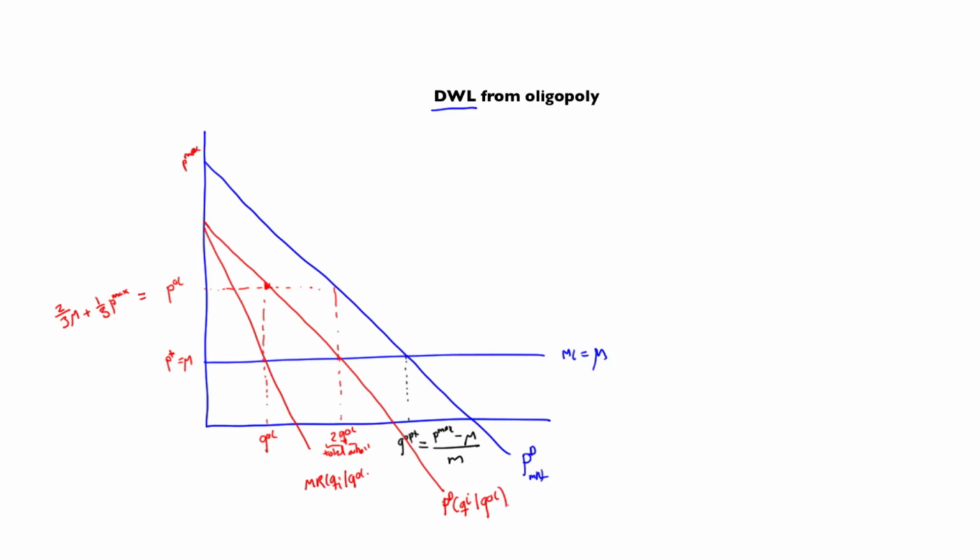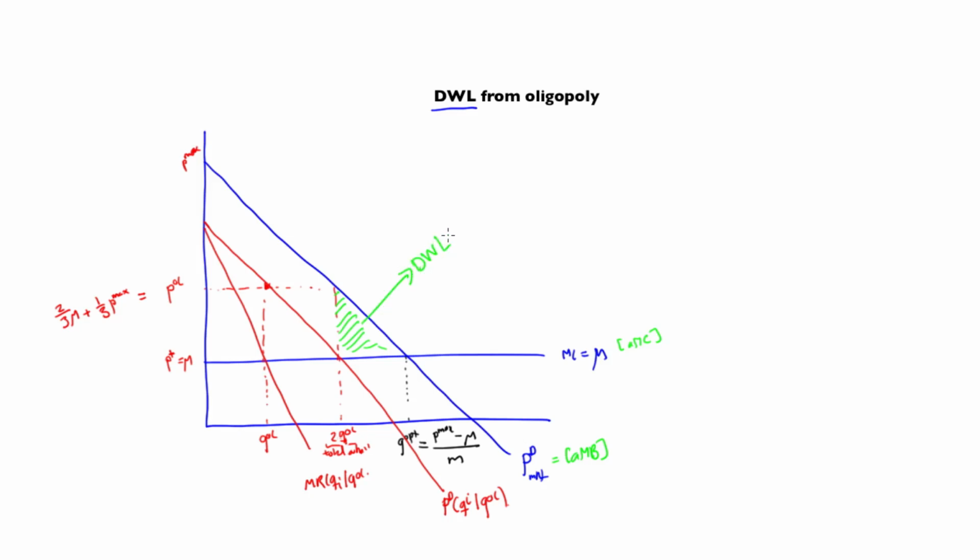Now, what's the deadweight loss in this market? Well, we know this is the total amount produced, this is the optimal amount, so it's going to be this area. It is the area between the inverse aggregate demand function, which is also the aggregate marginal benefit curve, and the marginal cost curve, which is also the aggregate marginal cost curve, over the underproduction in the quantity produced. So this is the deadweight loss.